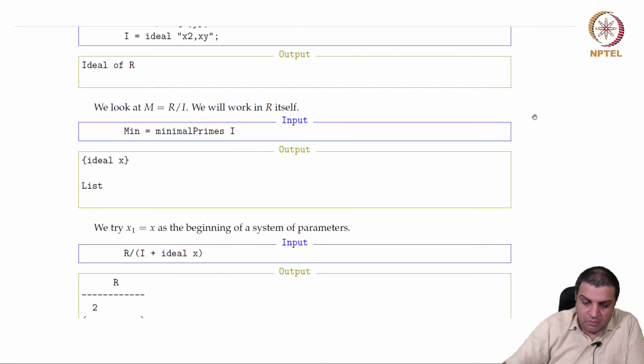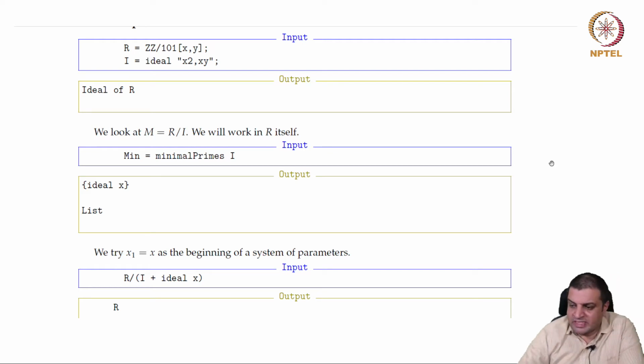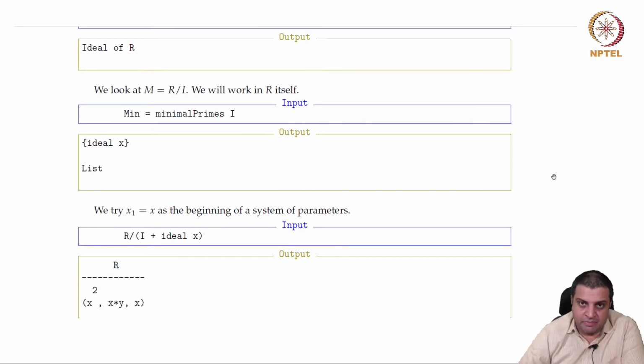So we ask for minimal primes of I. We have computed this earlier. Any prime must contain x because of x squared, and x itself is a prime ideal in R, so it's a prime ideal in the quotient, and therefore it's a minimal prime. It is the minimal prime. Okay, we are searching for a way to find systems of parameters, or what would be a system of parameters for M.